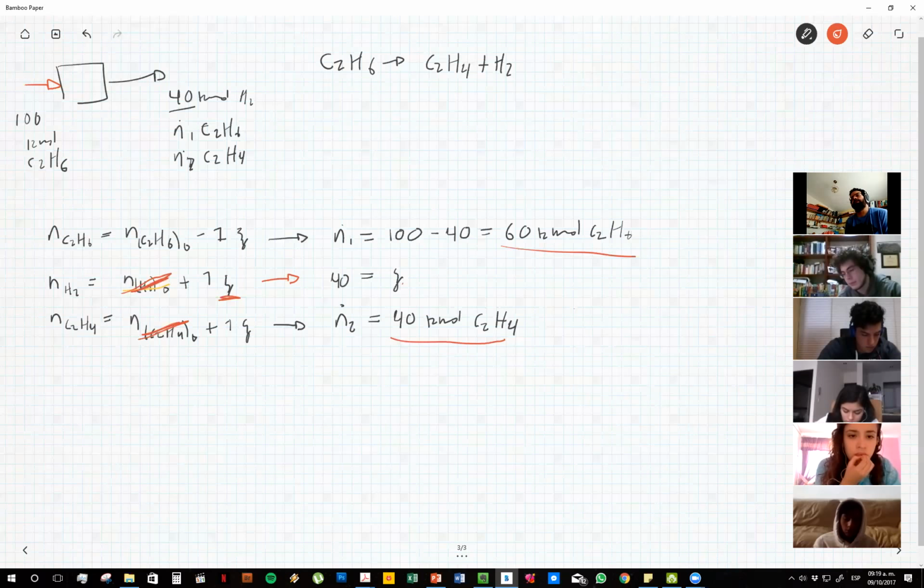In this case, with the information of the hydrogen, the 40 moles of hydrogen at the end, we know that the extent of the reaction then is 42, right? Okay. Yep.